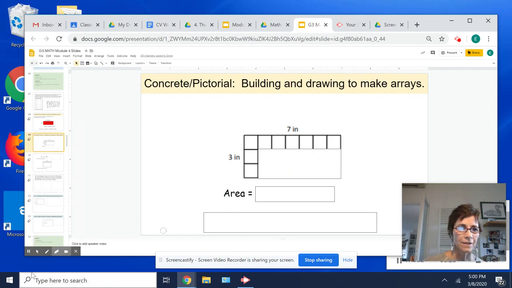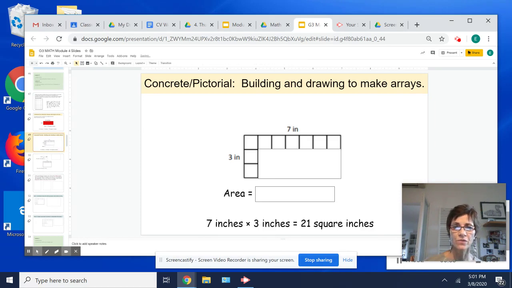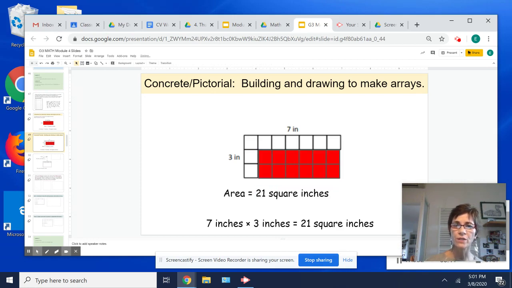is multiplying one side times the other side. So 7 inches times 3 inches equals 21 square inches. And so our area is 21 square inches. Okay.